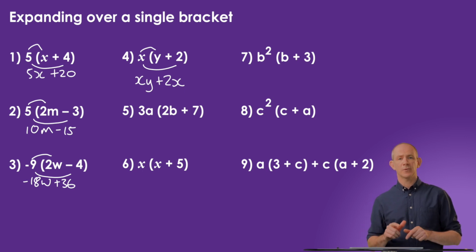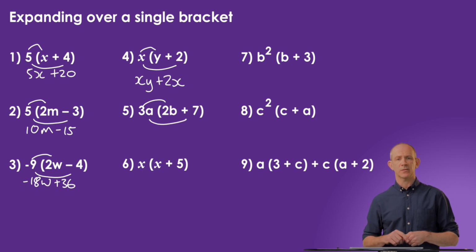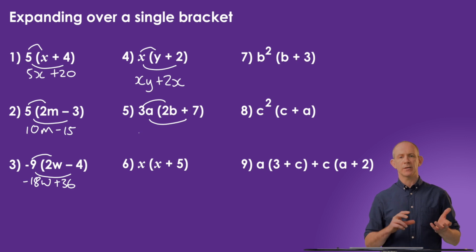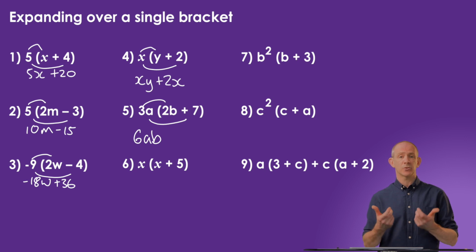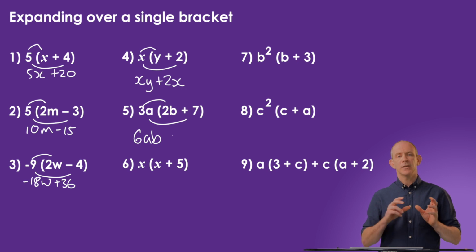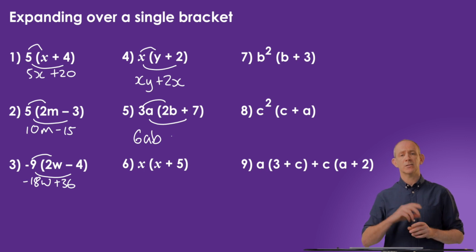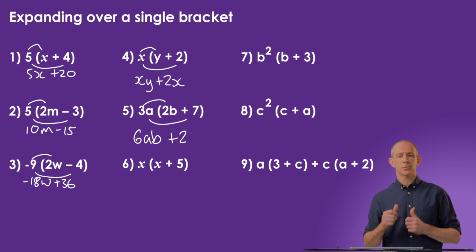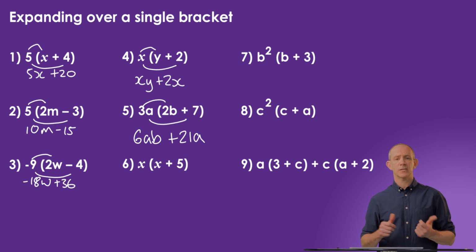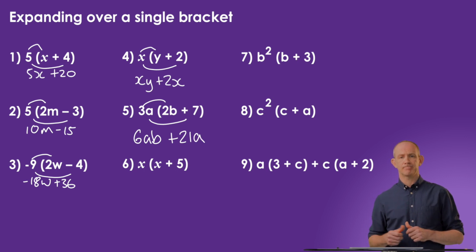So for question number 5, we've got 3a outside of the brackets, and then 2b plus 7 inside the brackets. Now remember, when we're multiplying 2 terms together, we can multiply the numbers together. So 3 times 2 would give you 6, and then a times b would give you ab. We're multiplying a times b, so we can put them together because we assume that multiplication is in the middle of them. So we end up with 6ab. Now we need to multiply 3a by the other term that's in the brackets, which is 7. So 3a times positive 7 is going to give us positive 21a. So you can write the answer 6ab plus 21a.